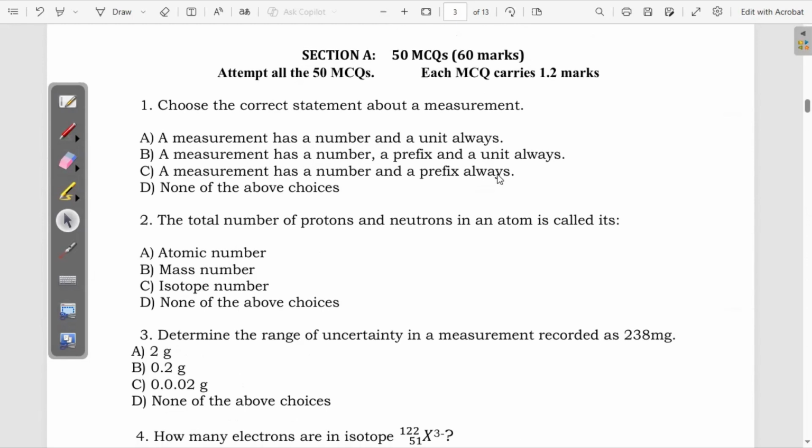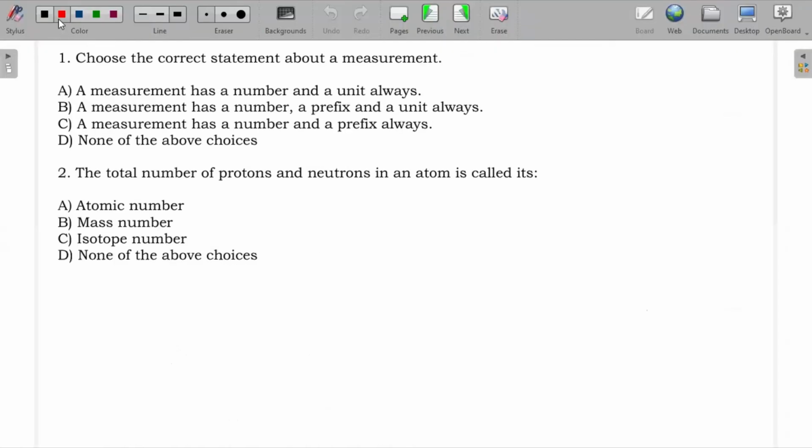So let's start from question 1. Question 1 says choose the correct statement about a measurement. This question came as well in the 2023 January intake final exam. We said a measurement should always have a unit and a number, so the answer there is simply A. I don't have a lot of things to explain.